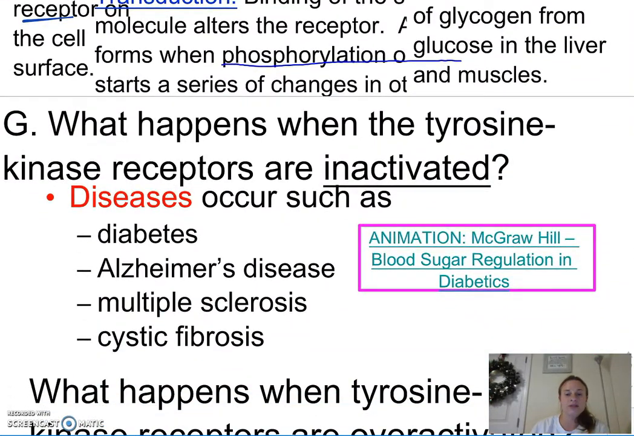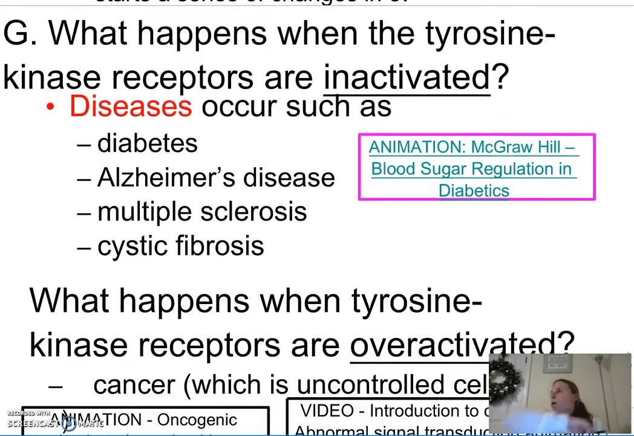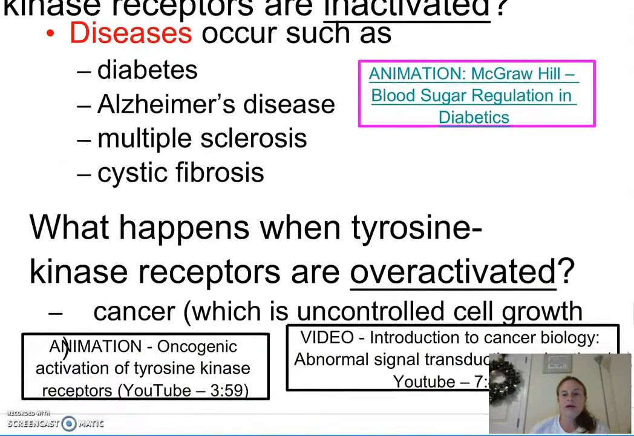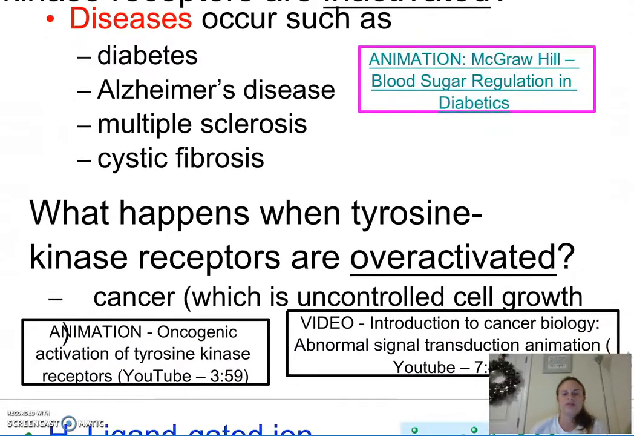But now what happens to the tyrosine kinase receptors? What happens if the tyrosine kinase receptors are inactivated? Well, diabetes, like we just talked about, Alzheimer's disease, multiple sclerosis, cystic fibrosis, all involve inactive tyrosine kinase receptors. Well, what happens in the opposite case if these tyrosine kinase receptors are overactivated? That's when you get cancer. You get that uncontrolled cell growth.